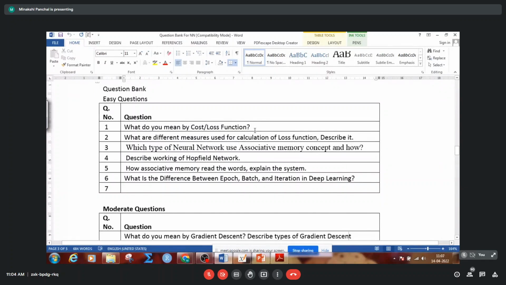ठीक है. If I want to increase weightage of this, मुझे इसी का अगर weightage increase करना है, so I will add one question. Describe the measures. ये वाला next question. What are the different measures used for calculation of loss function? As we know, what is the difficulty? आम्हाला माहिती आहे की तुमच्यासाठीची difficulty काय आहे. Most of you cannot write down theoretical part.